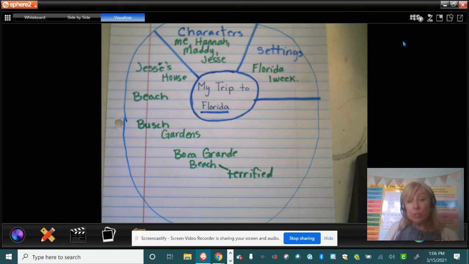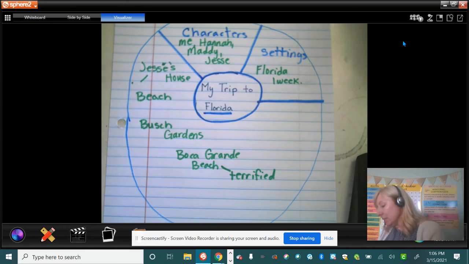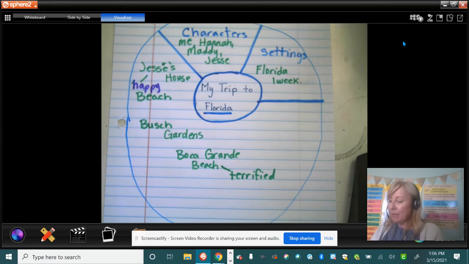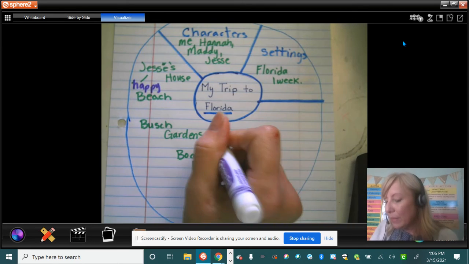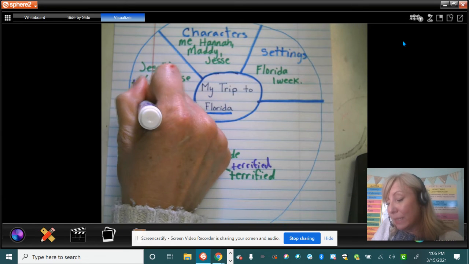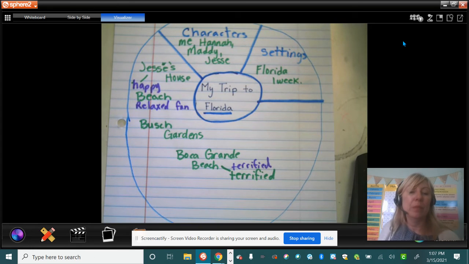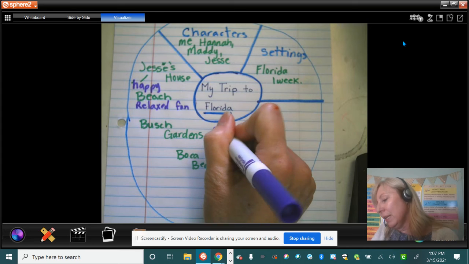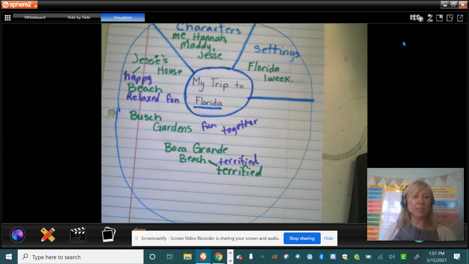But maybe I want to write some emotions now. How did I feel about this? Well, when I went to Jesse's house, I was just so, actually, I'm going to use a different color for my emotions. I was so happy because I hadn't seen him for a year. I need to rewrite terrified, purple. I was very relaxed and I was having fun when I went to Fort Myers Beach. Same thing was when I went to Busch Gardens. We just had a lot of fun. I felt like we just had a lot of togetherness, as a family.